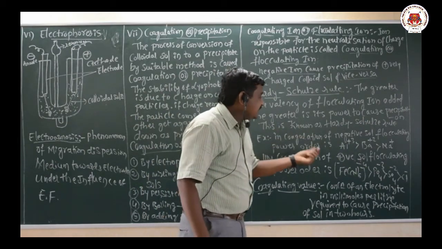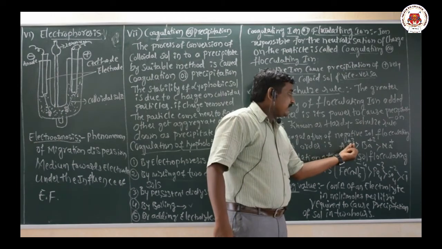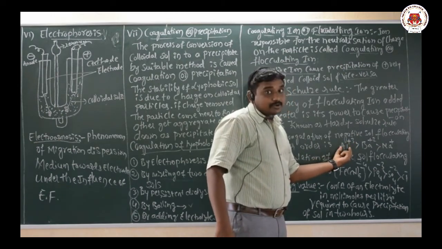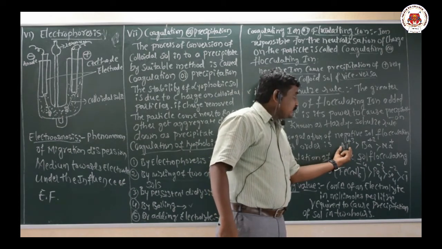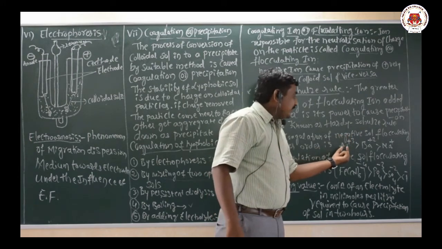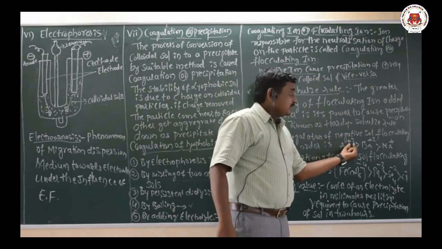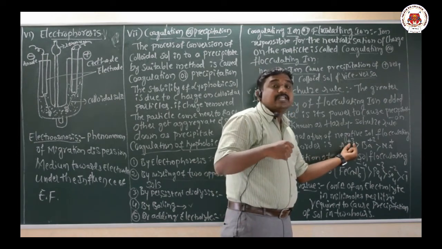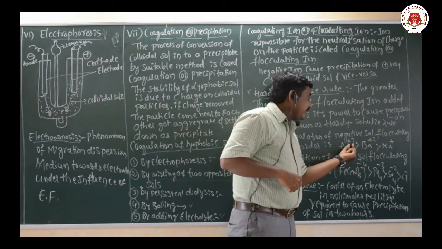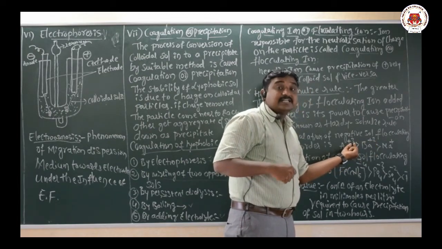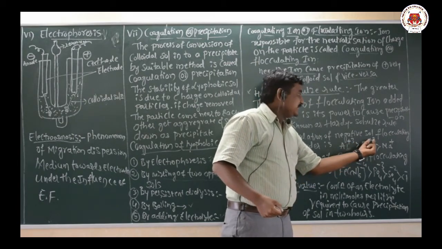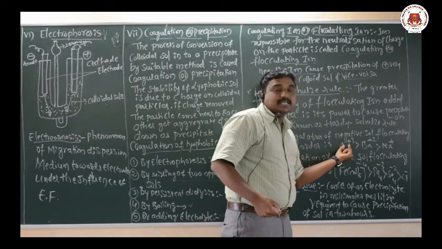The order is Al+3, which is a positively charged ion. This ion is used to coagulate negative sols, opposite charge. Now aluminum +3 has more coagulating power compared to Ba+2, because Ba+2 has less valency. Aluminum has more valency, +3, hence it has more power of coagulation than Ba+2, because Ba+2 has less valency compared to Al+3.